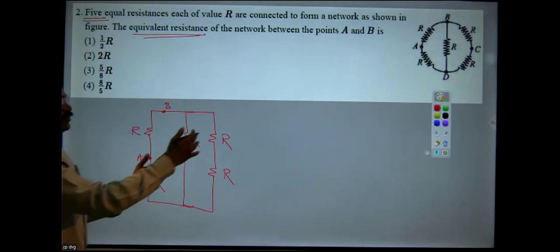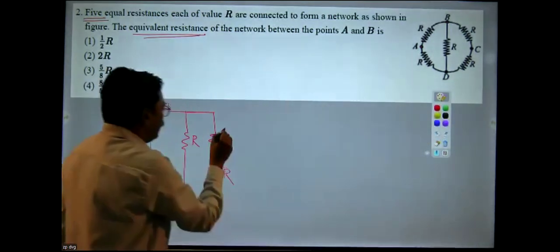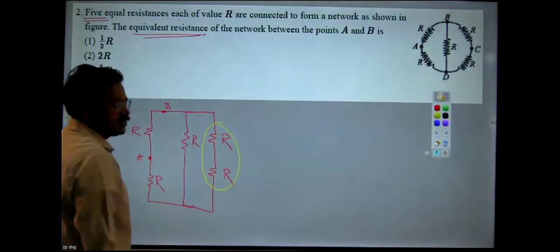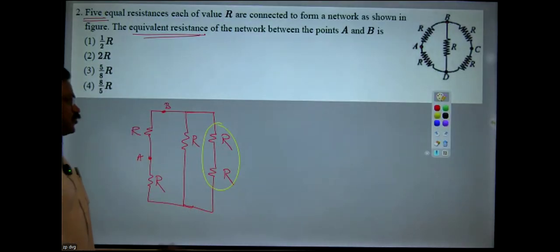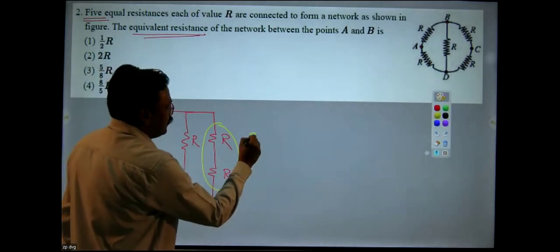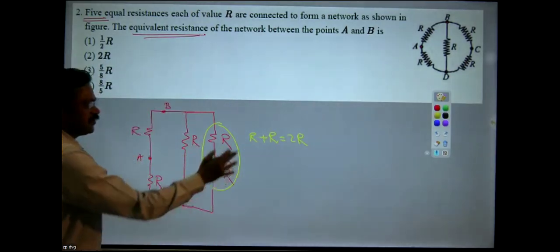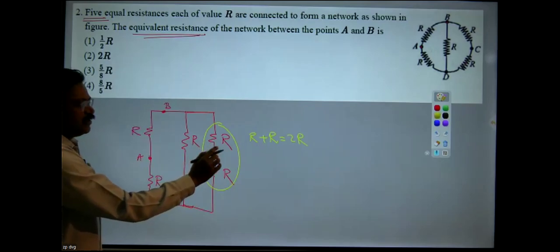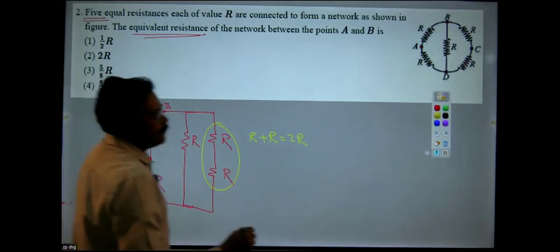Okay. First we'll solve from this side. Look here, these 2 resistors are in series combination. These 2 resistors being in series combination, what is the equivalent resistance? R plus R will become 2R. 2R is the equivalent resistance of this part. Okay. This 2R resistor and this R resistor are in parallel combination.